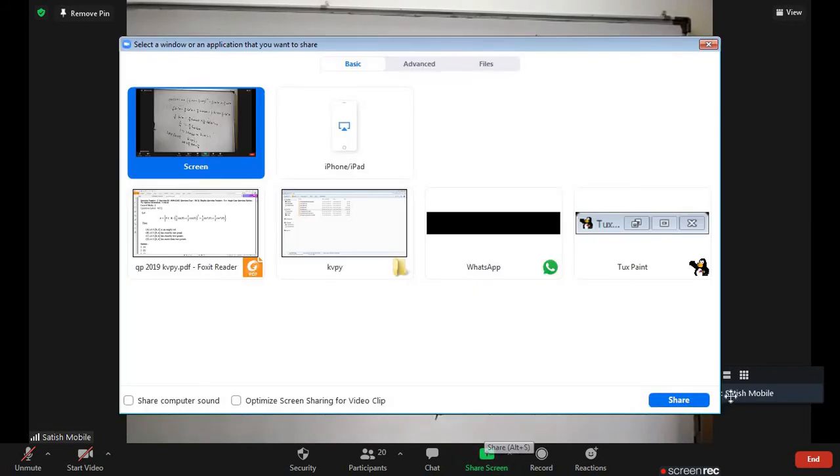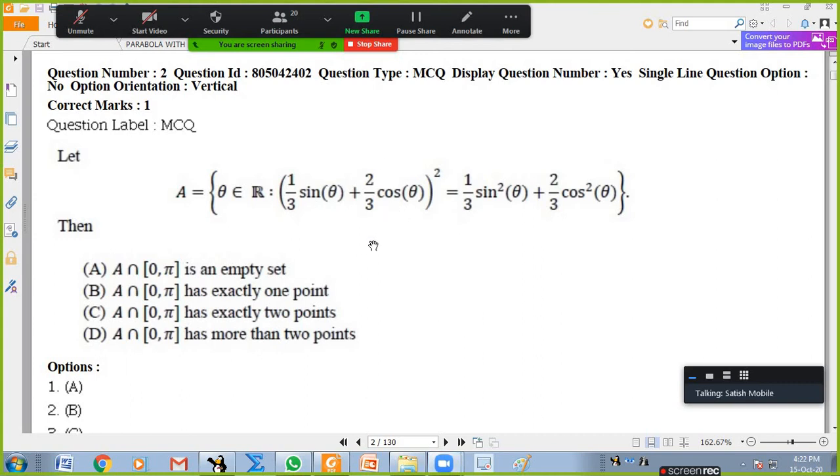Is it okay? Yes, sir. Okay, so in the beginning, it looks like what to do with the equation. Just expand it, simplify it, after that it's nothing.